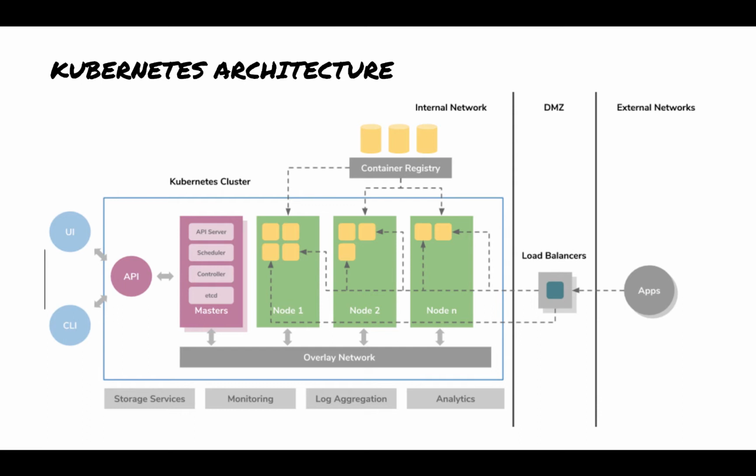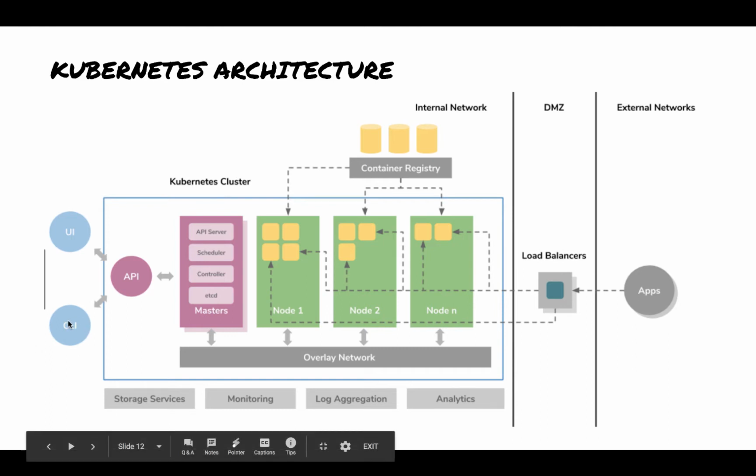So coming to this diagram, let's start from the left and move towards the right. Okay, so there's the UI and the CLI. All right, there's a UI here, which is a graphical user interface for Kubernetes, and there is a command line interface for Kubernetes. So if you want to interact with Kubernetes, you can use a Kubernetes dashboard, which has a UI, and you can use some command line options as well.